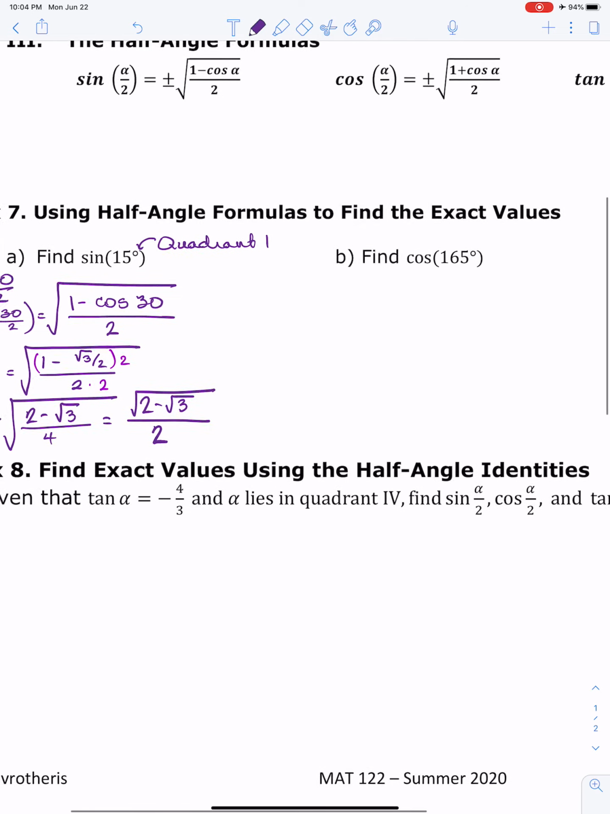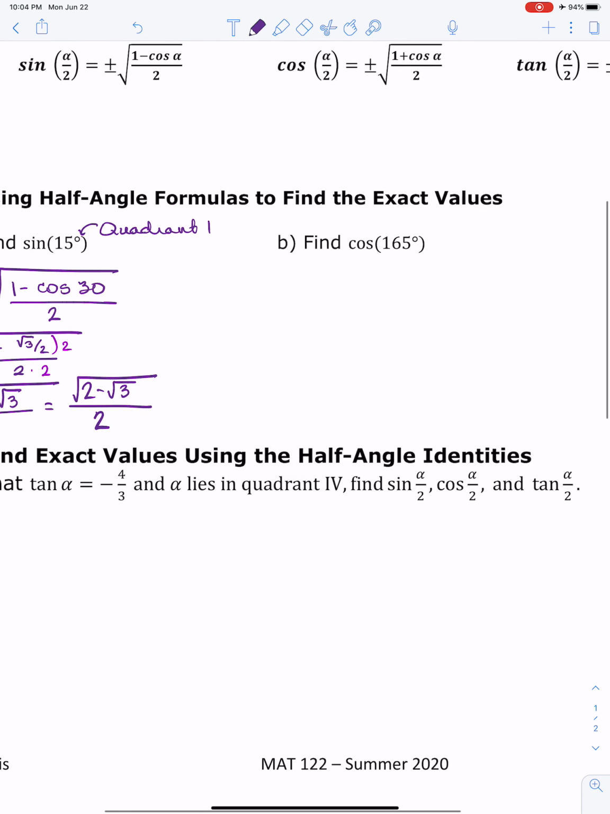B, cosine of 165. So here's the thing. I could do a cosine sum and do cosine of 45 plus 120. We have values for both of those. We are going to use the half angle formula because 165 is half of 330, so my A is going to be 330. So I have the cosine of 330 over 2 equals.